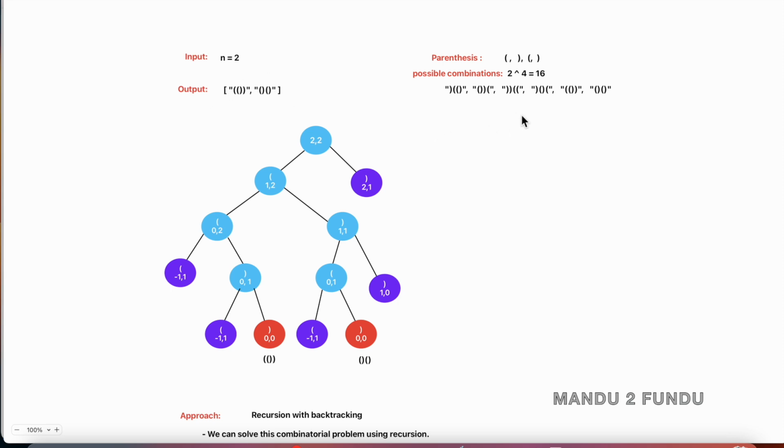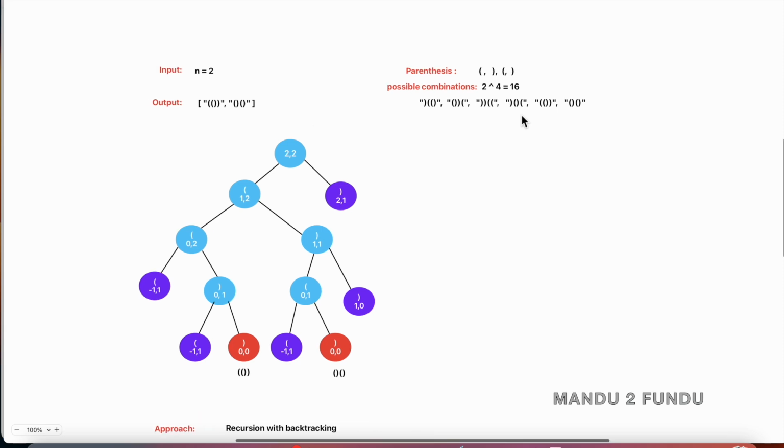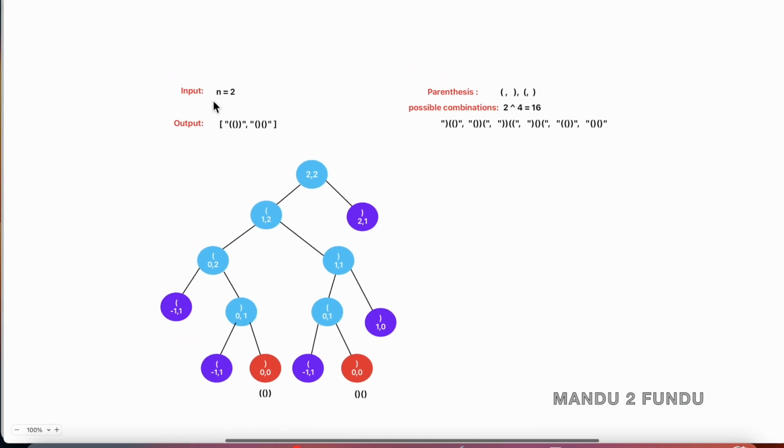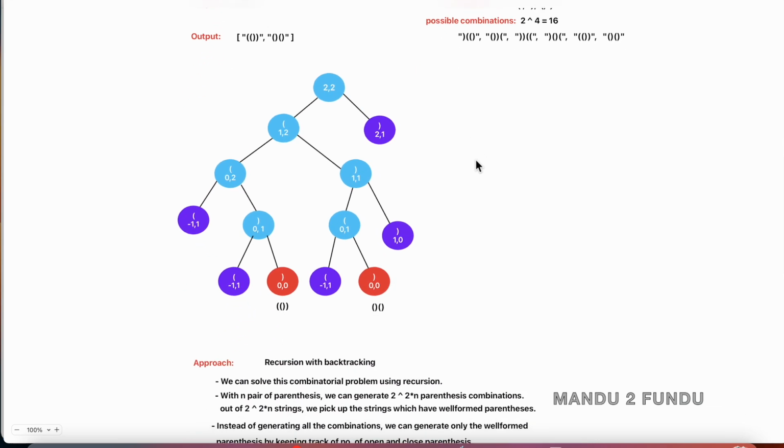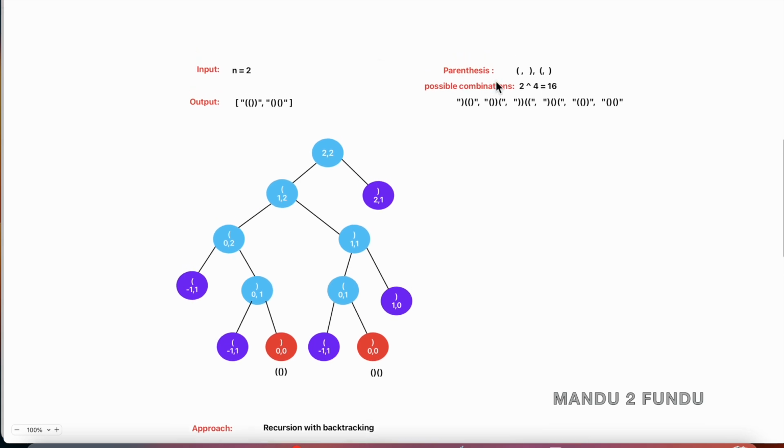These kinds of combinatorial problems can be solved using recursion easily. As I said earlier, with n pairs we can generate 2 to the power 2n combinations, and then we can pick the valid combinations and return. So that is the exhaustive search. But if we keep track of the number of available or used open parenthesis and close parenthesis counts, then we can avoid generating all possible combinations.